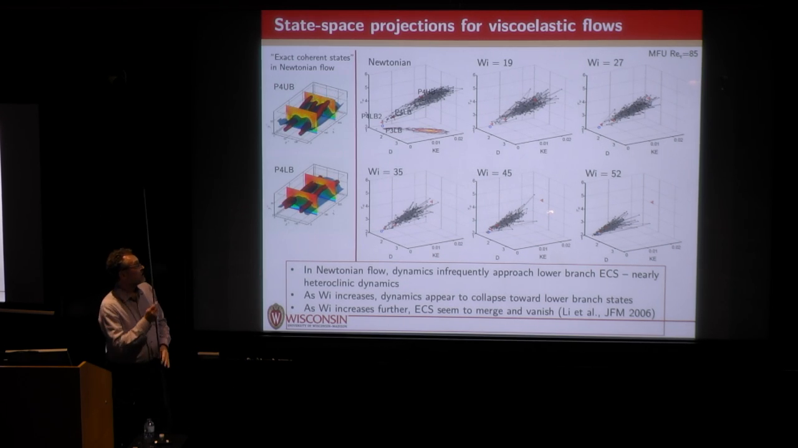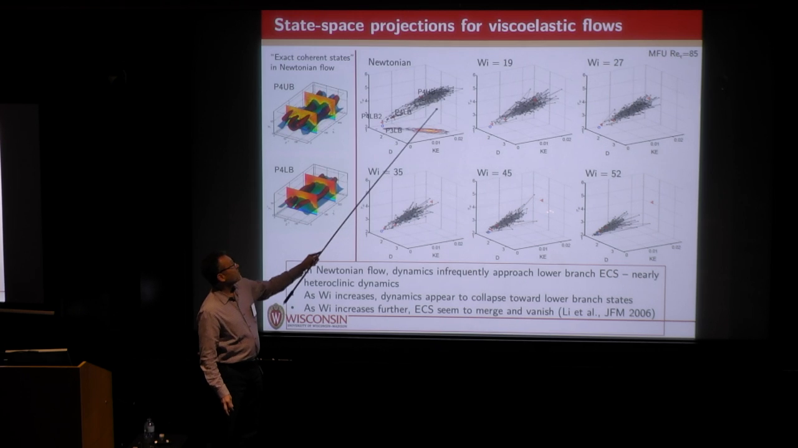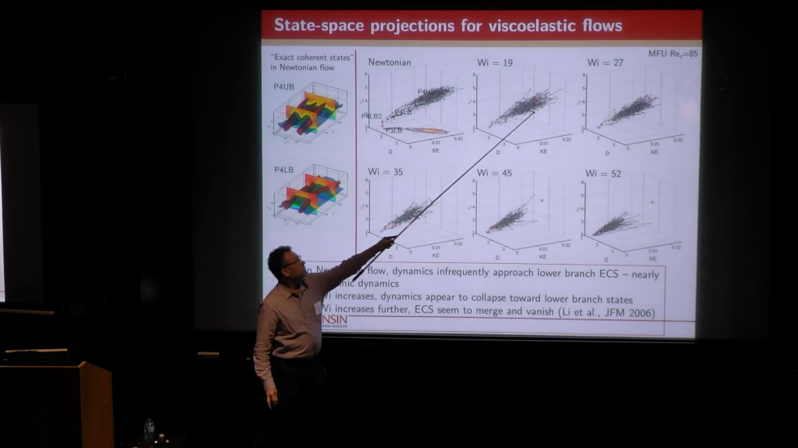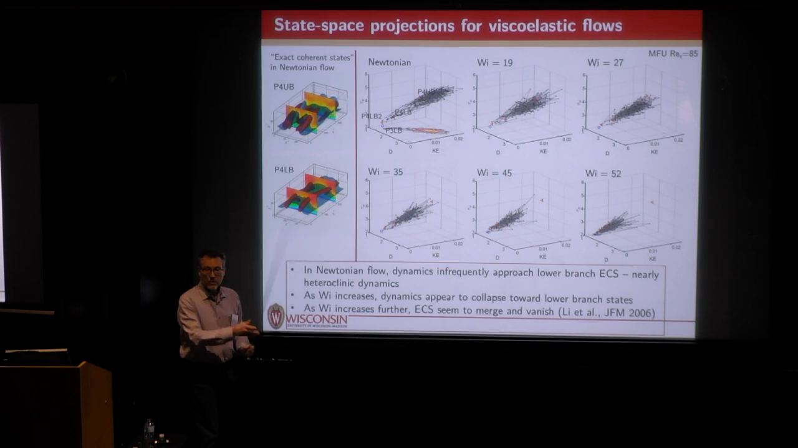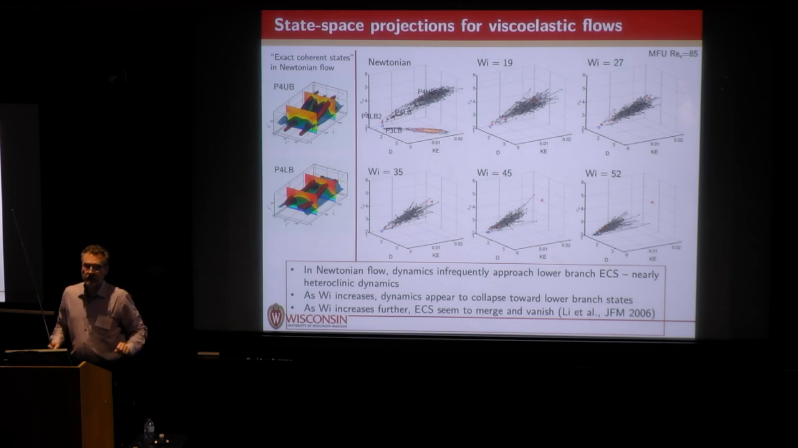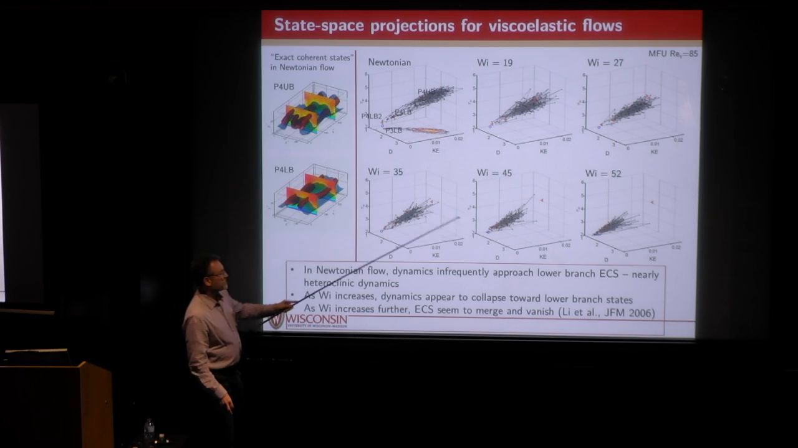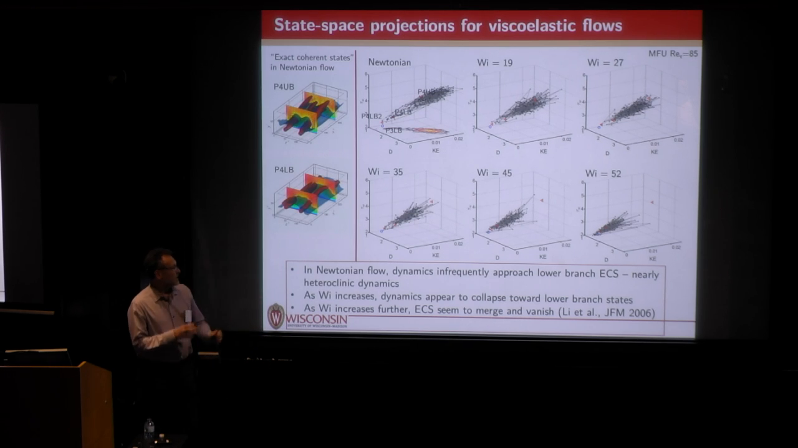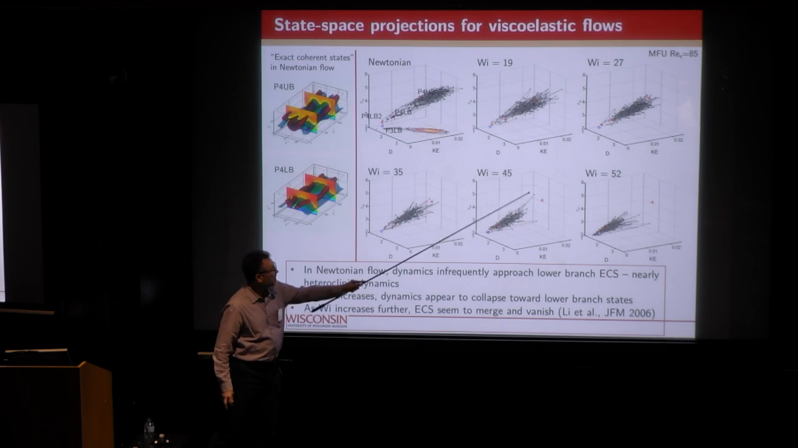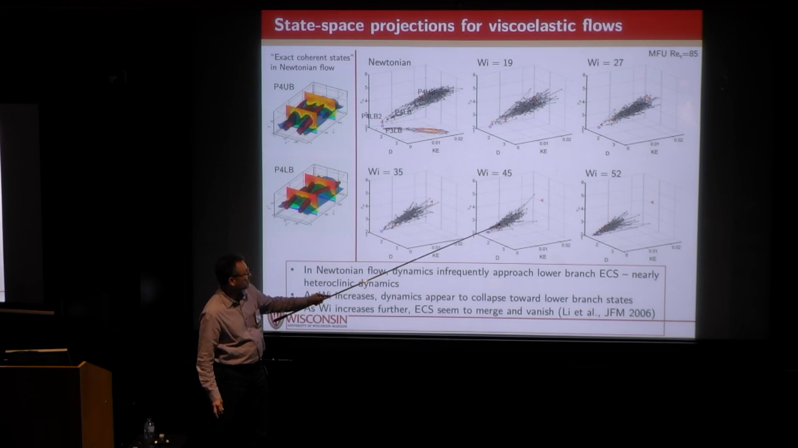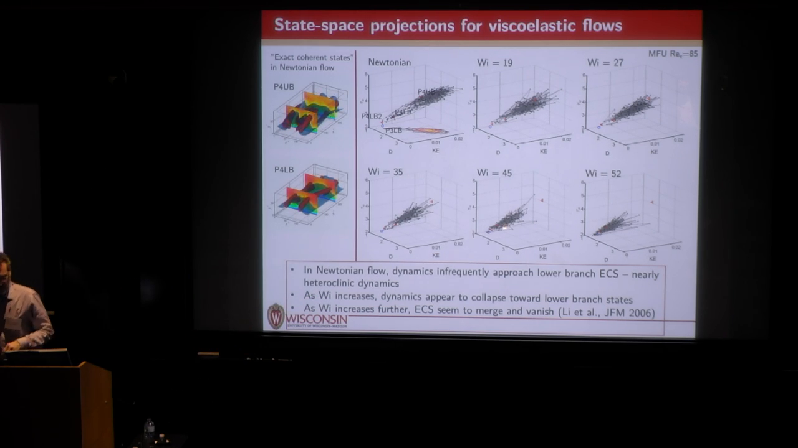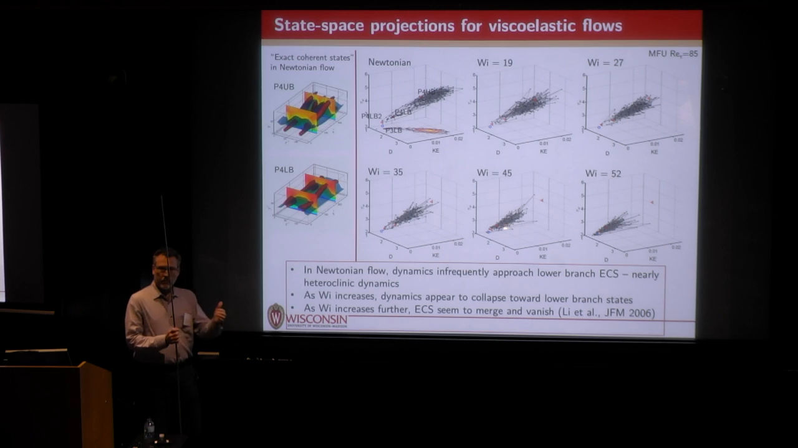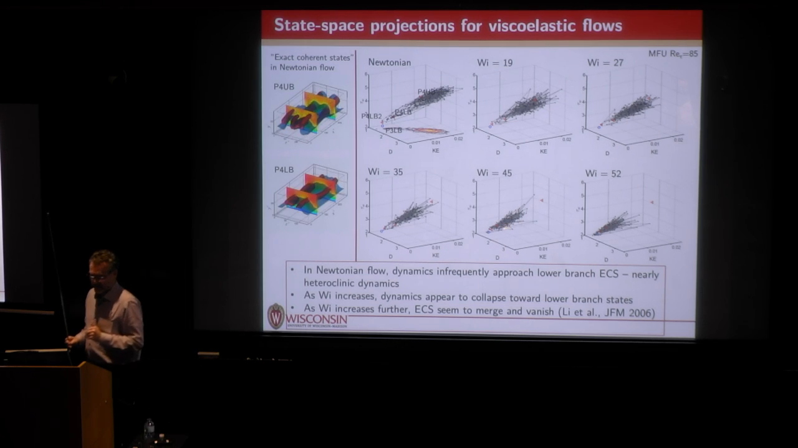What happens in the viscoelastic case is that the vigorous turbulence gets suppressed, and the dynamics get driven down toward these lower branch solutions as the upper branch solutions are suppressed. Okay, for this solution family, we've only done the calculation for the Newtonian case, so these are all Newtonian. So that's a qualitative picture of what we think is going on in this situation.